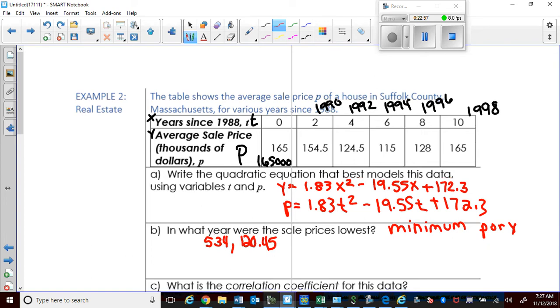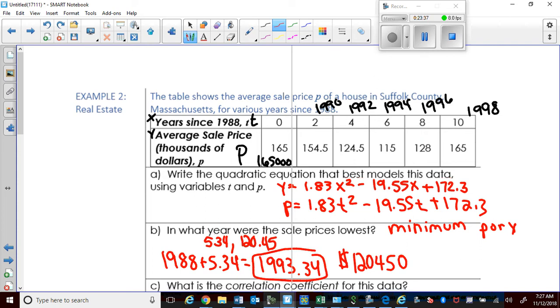Looks like when it's 1988 plus 5.34. That's about it's the mid-year of 1993. That's what we can say. And the lowest price would be $120,400. But the year itself is 1993.